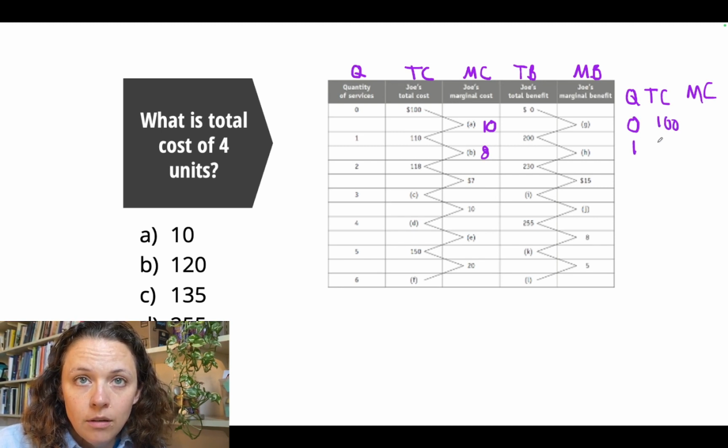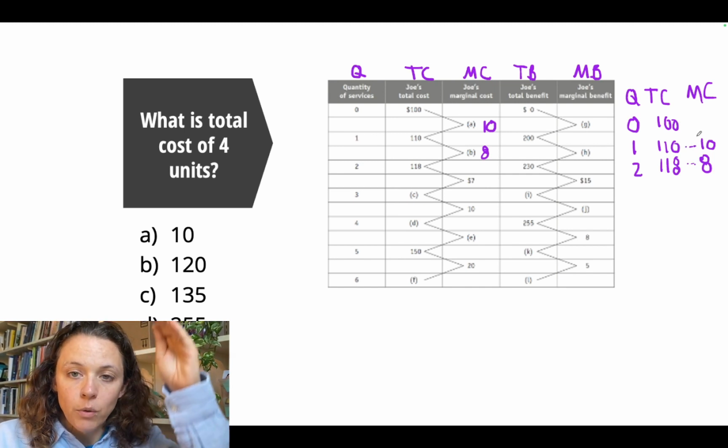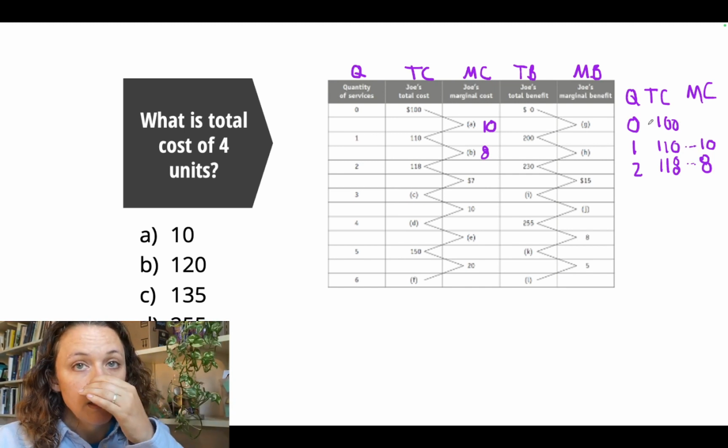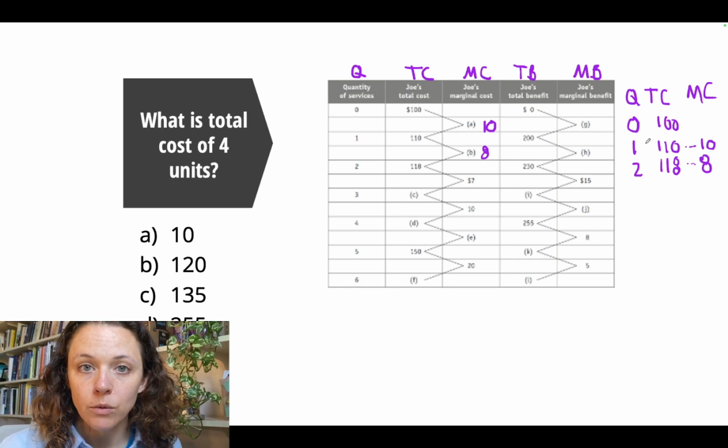At 1 unit, my total cost is 110. And so then I would put my marginal cost just right next to the first unit, like this. All right, so I just make these in a line. That just highlights that the 10 is from going from 0 to 1, the 8 is from going from 1 to 2. Either way is fine, whatever helps you remember what you're working with.